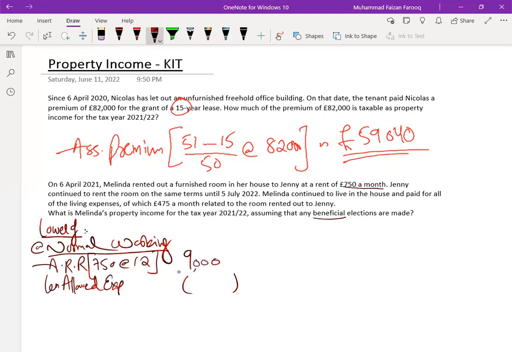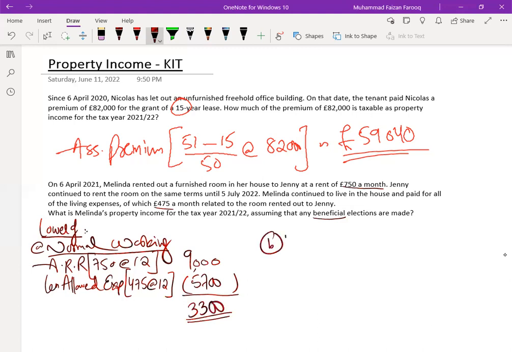Okay. How much are allowed expenses? They are saying 475 a month. Means a year? 5,700. So what is the answer? 3,300. Okay. But this is not the room rent relief, so this is not my final answer.